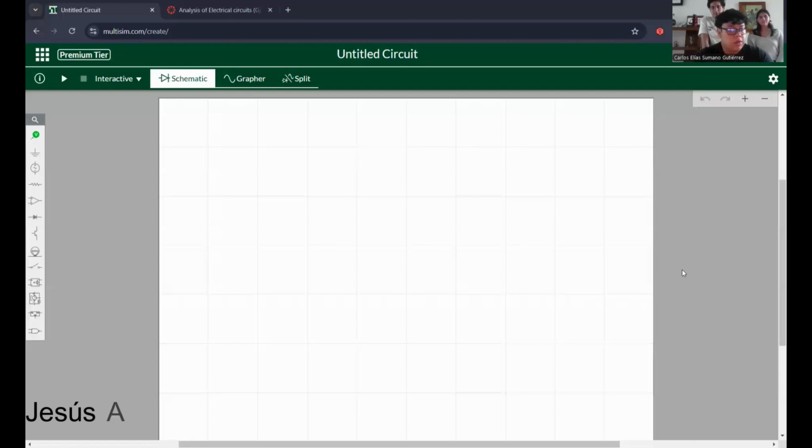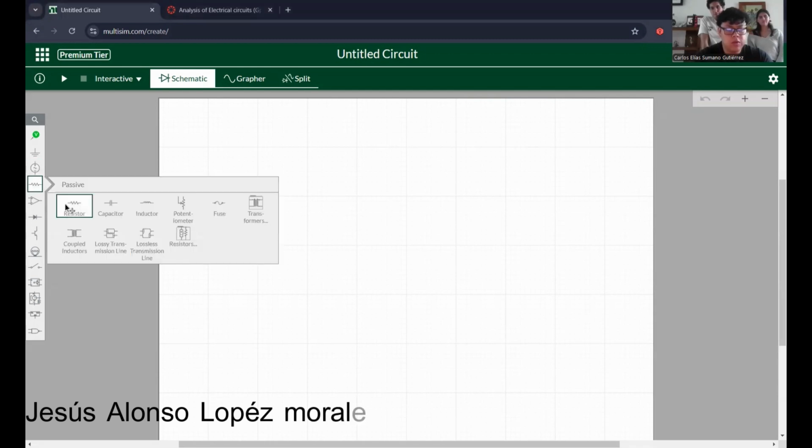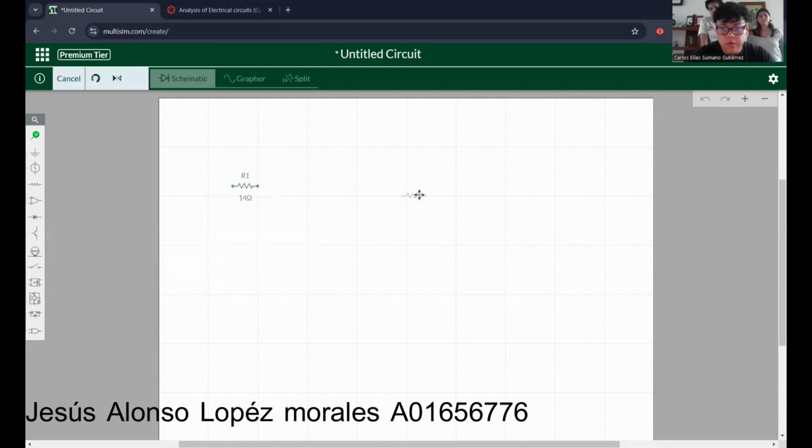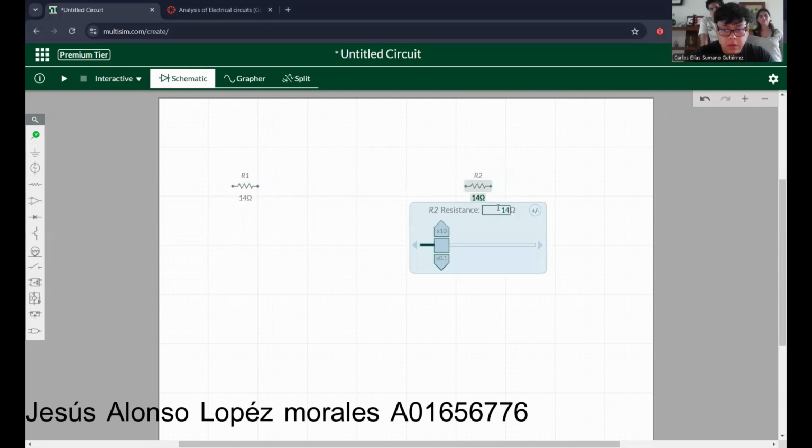Hello, my crewmate. We are going to assemble a circuit, and first we are going to do the resistors. Resistor one needs to be 14 ohms. Resistor number two is 15 ohms.